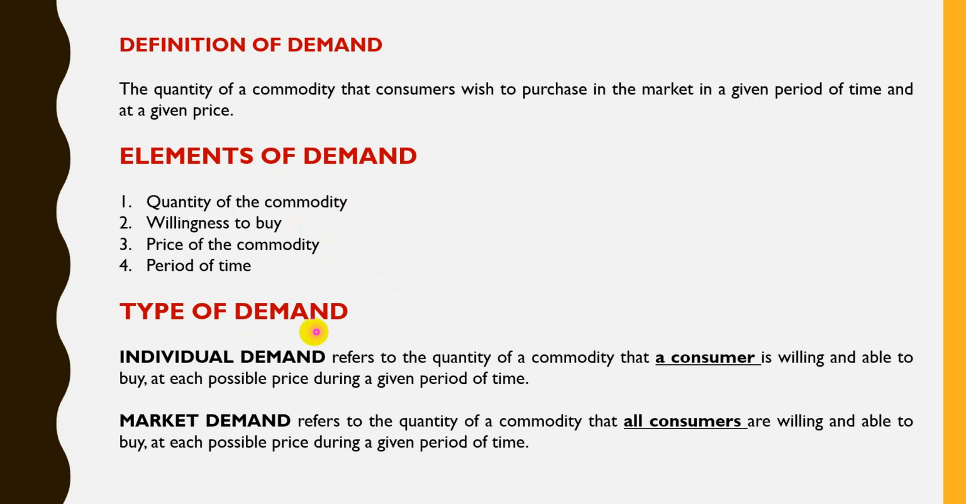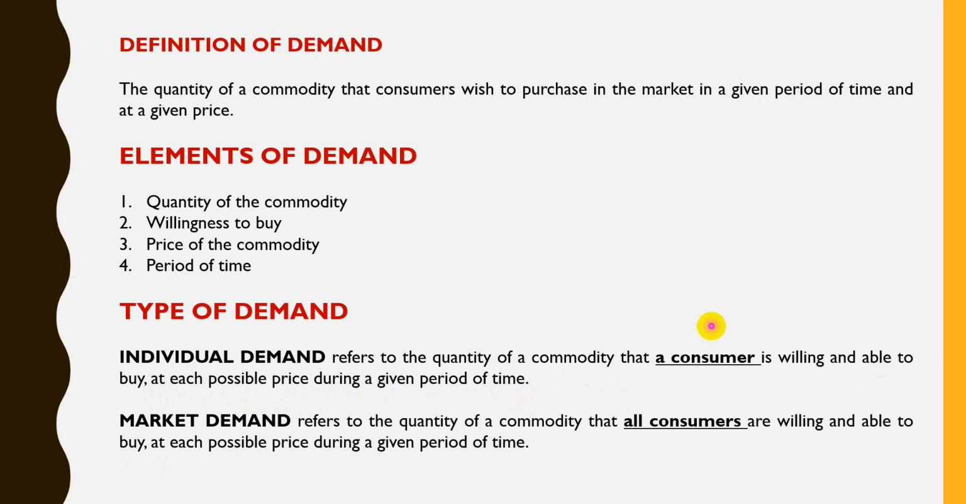Demand for a commodity may be with respect to an individual or to the entire market. Thus, demand is of two types: individual demand and market demand. Individual demand refers to the quantity of a commodity that a consumer or a household is willing and able to buy at each possible price during a given period of time.